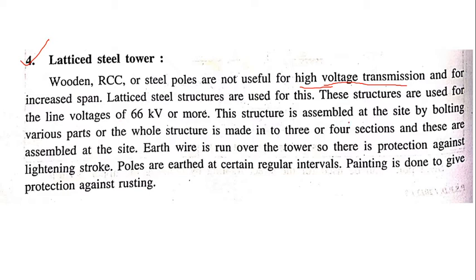This structure is assembled at the site by bolting various parts, or the whole structure is made near it, or we can say 3 to 4 different sections are assembled at the site where we are going to establish it. Okay, so the earth wire is run over the tower, so there is no problem of protection against the lightning stroke. So the earth wire is going to protect us against the lightning stroke, and poles are earthed at regular intervals, and painting is done to give protection against rusting. So let's see the figure.